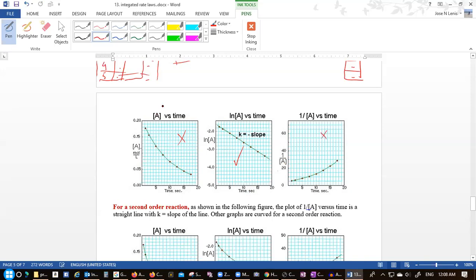So this graph here will be for zero order if you get a straight line. This graph, natural log of A against time, will be for first order, if you get a straight line, like in this case. And this is the graph that will help us to find second order. This is for the second order.